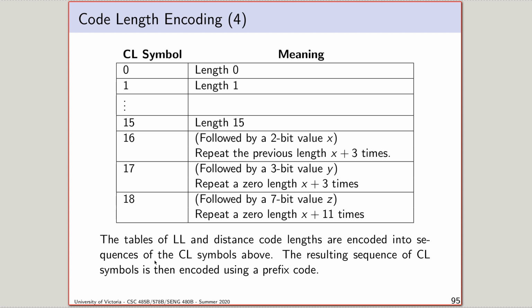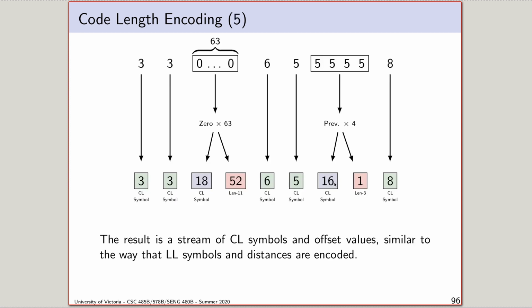So I then take these length tables, the LL length table and the distance length table, and I encode them using this scheme into a sequence of these CL symbols, and occasionally little, sorry, this should just say x, these offsets, these 2-bit, 3-bit, and 7-bit values. So I end up with something like this. This is the first bit of that LL code table from earlier. I encode 3 directly as a CL symbol, just as the length 3.